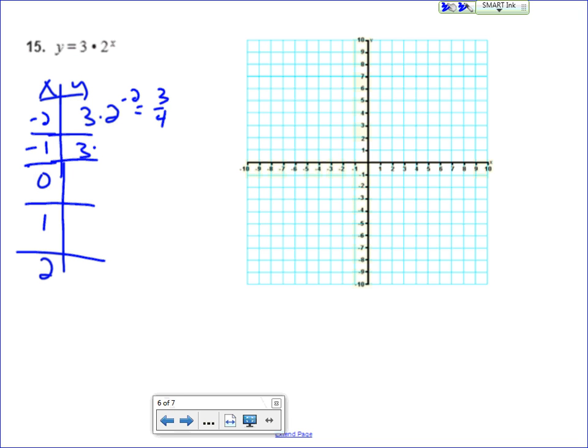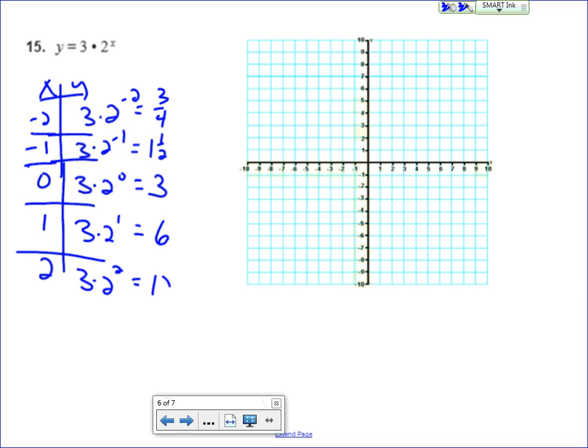If I took 3 times 2 to the negative 1 power, that would be 1.5. If I took 3 times 2 to the 0 power, that's going to be a 3. 3 times 2 to the first power is going to be a 6. And 3 times 2 to the second power is going to be a 12. So we should be able to get an idea of what's happening here. I got a 3/4, I got a 1.5, I've got a 3, I've got a 6, I've got a 12. So I've got this curve like so. Okay.